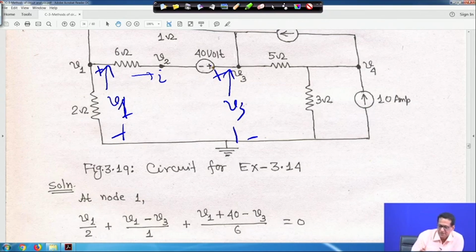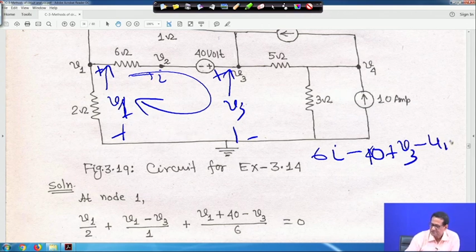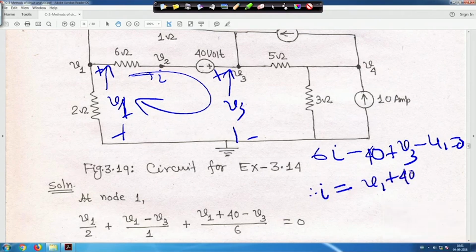Now apply KVL in the clockwise direction. Then it will be 6 into I, then minus 40, because it encounters the minus terminal first, plus V3, because it encounters the plus terminal, then minus V1, equals 0. That means I is equal to V1 plus 40 minus V3, divided by 6. This is your I.